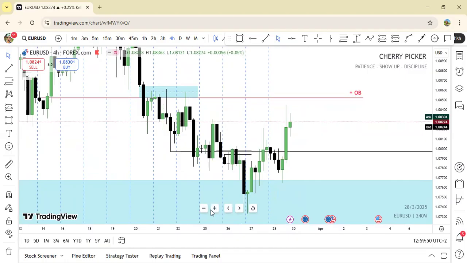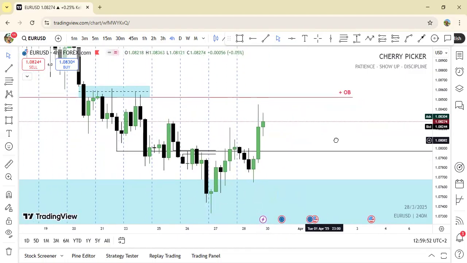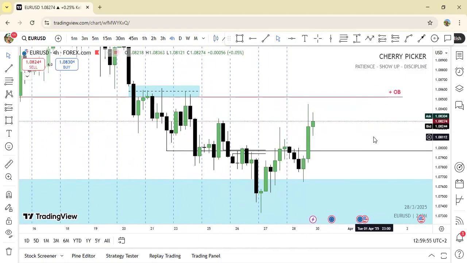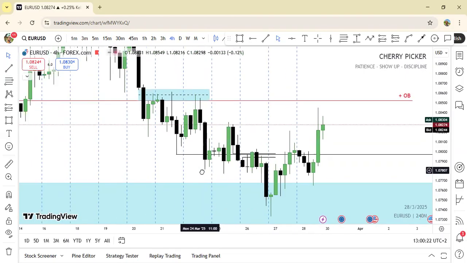What really happened on Tuesday, right? This is Monday, from this to this. On Tuesday, we had an H4 order block, an H4 fair value gap, and the previous day low. Many things were aligning.